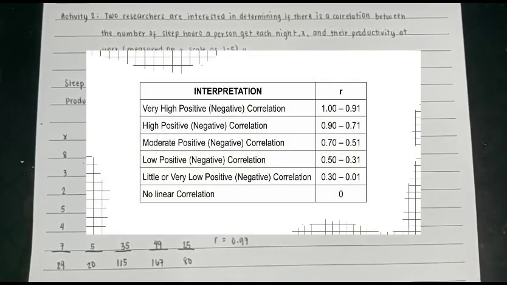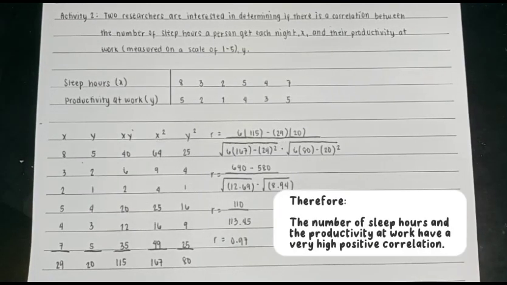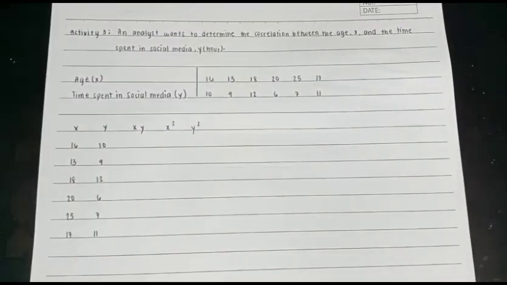If we check on the interpretation of correlation, 0.97 is a very high positive correlation. Therefore, the sleep hours and productivity at work have a very high positive correlation. For the last activity, Rx is the age and Ry is the time spent in social media.